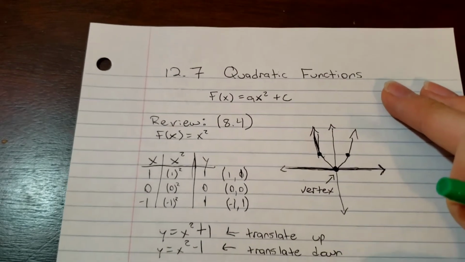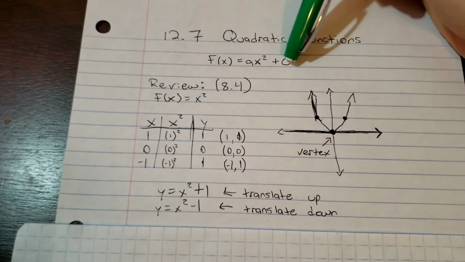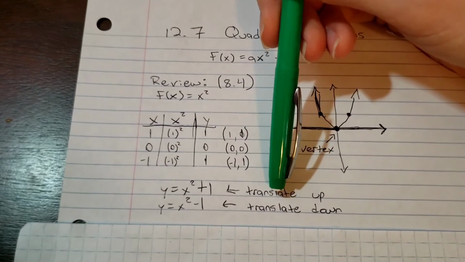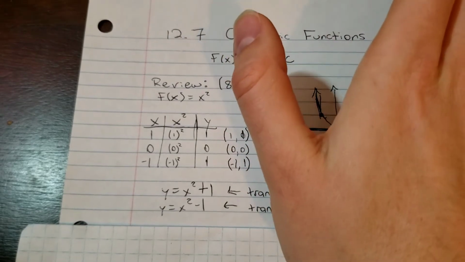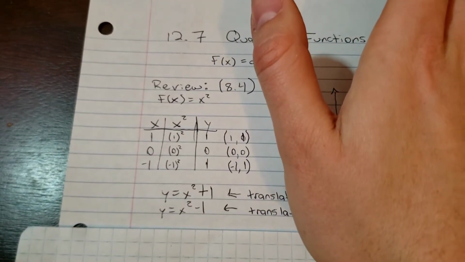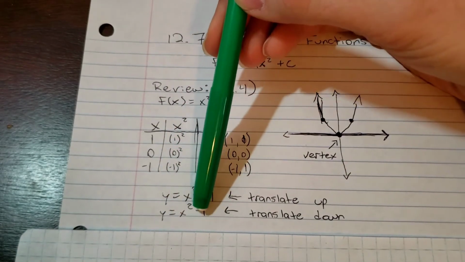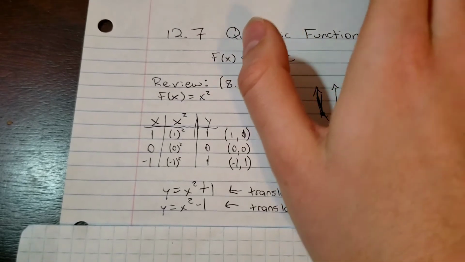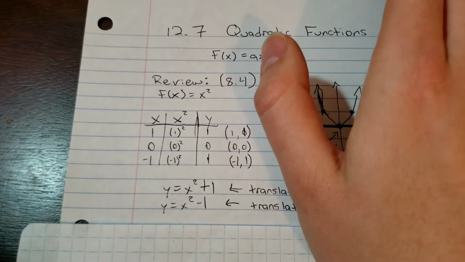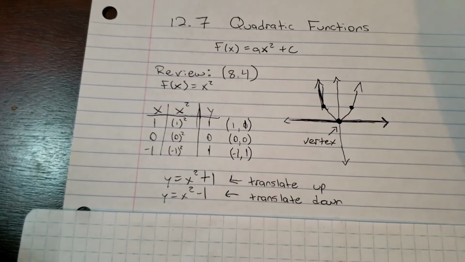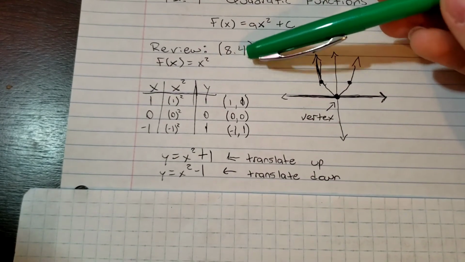So if you remember, if we have y equals x squared plus 1, this plus 1, that constant, is going to translate up because it's +1. So that's going to take our vertex up 1. It's going to shift the whole parabola from here to about here, okay? Same with this -1, except this is going to take our parabola from here to about here. So everything is just going to shift down a little bit. Okay, this should all be familiar.